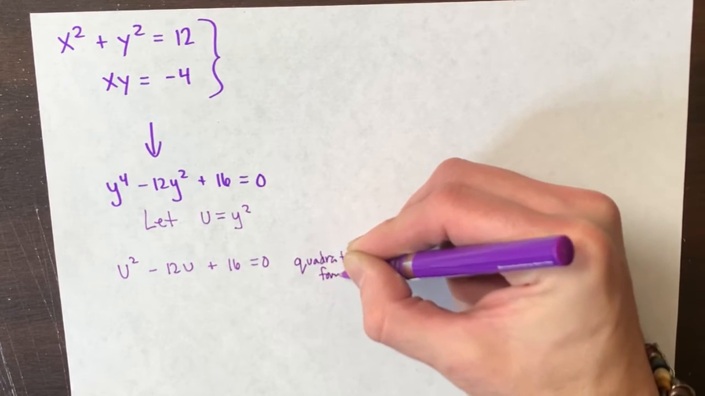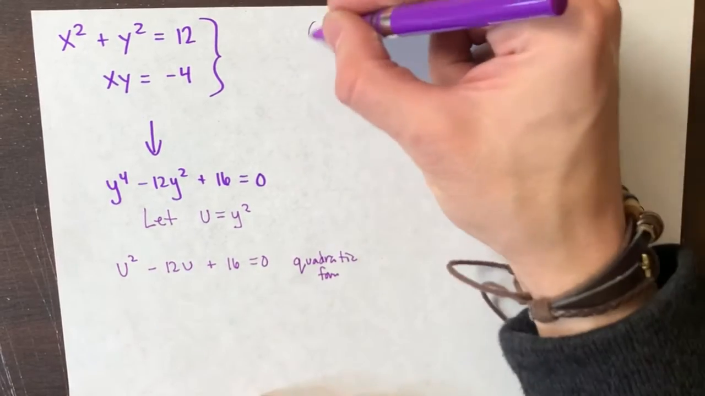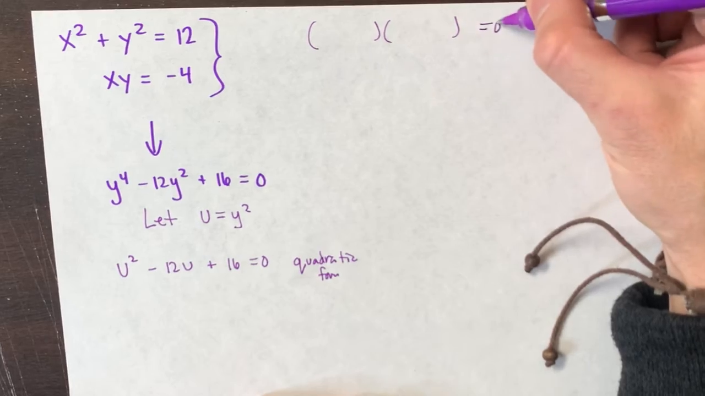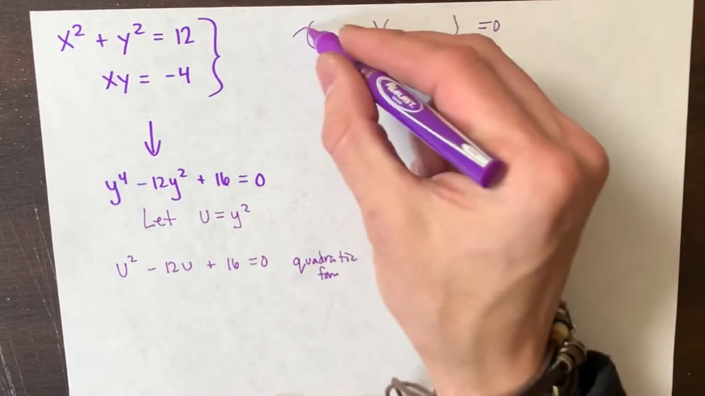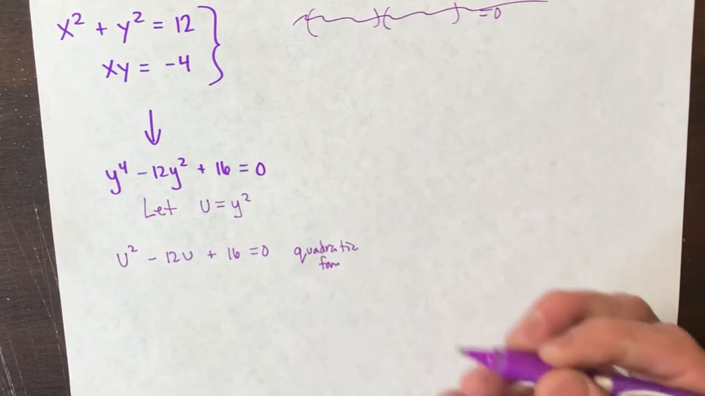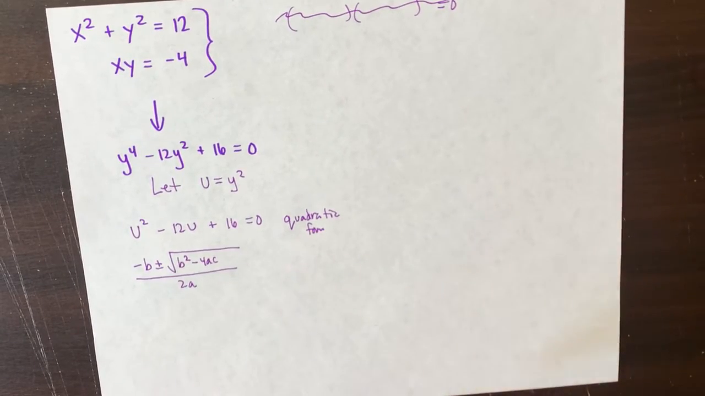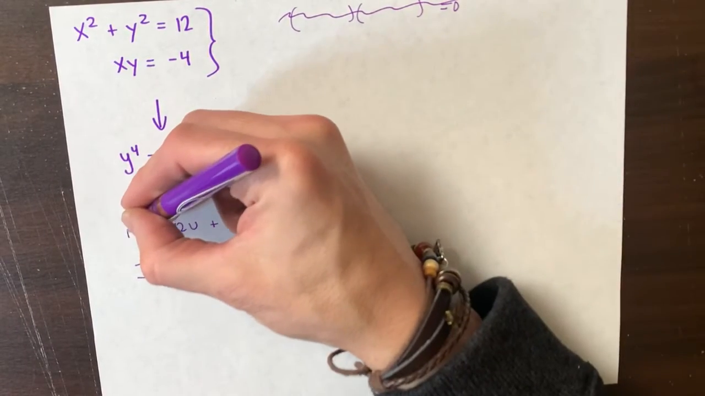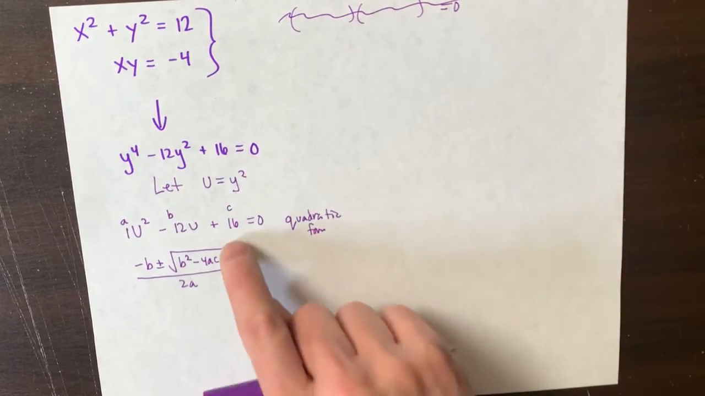Remember that? Another thing you can try to do is you can try to factorize it like that, but you're not gonna find numbers to turn this into that. So for that reason, I don't think factorization is what we want. So we're gonna use the quadratic formula, which says, where A, B, and C are 1 is A, negative 12 is B, and C is 16.